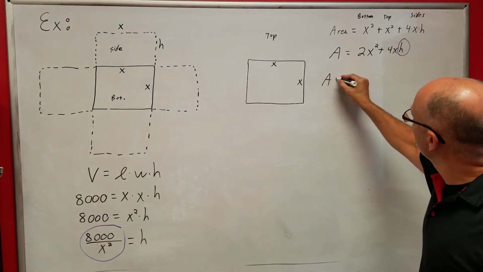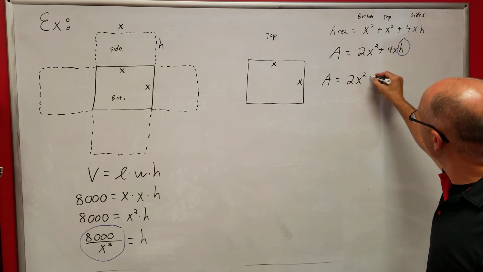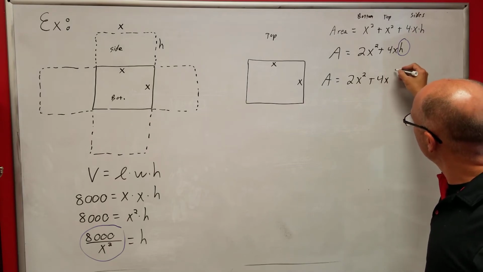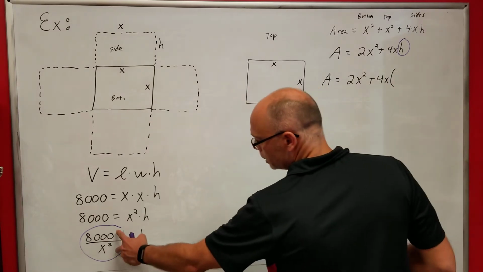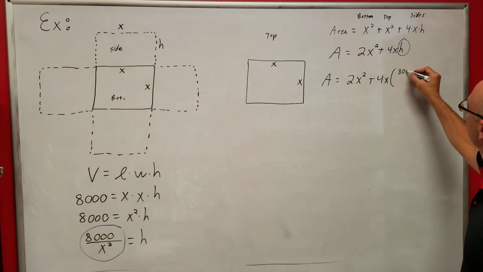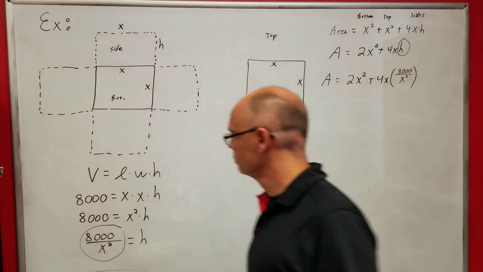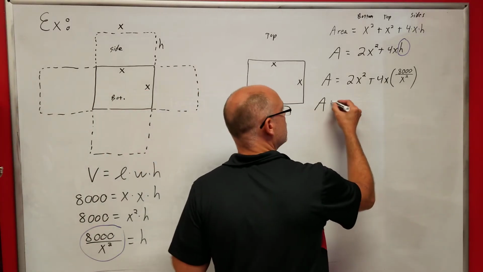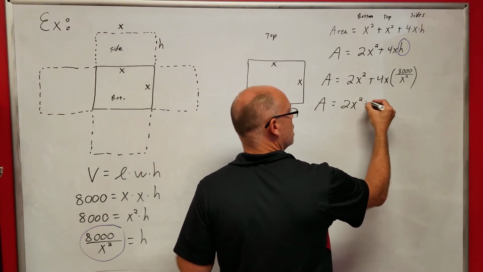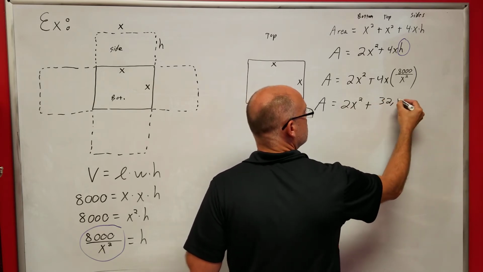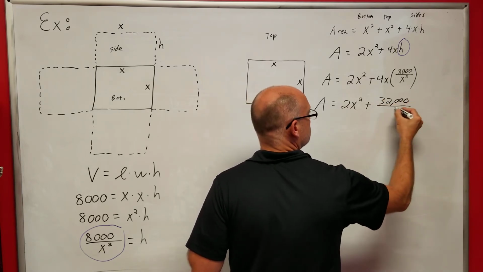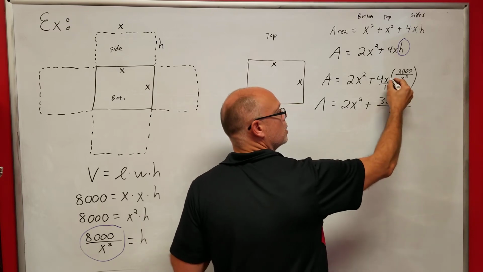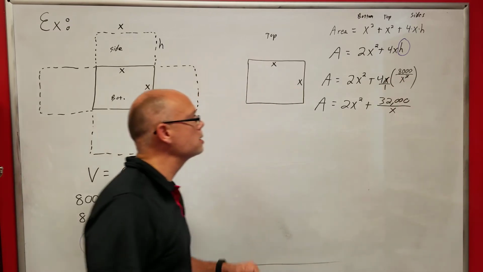So I have area is equal to 2x squared plus 4x, but instead of h there, I'm going to call that 8,000 over x squared. All right, well, let's multiply that 4x now. So that gives me area is equal to 2x squared plus 32,000 over x to the first. Because remember, that's over 1, and this x divides out with one of those x's.